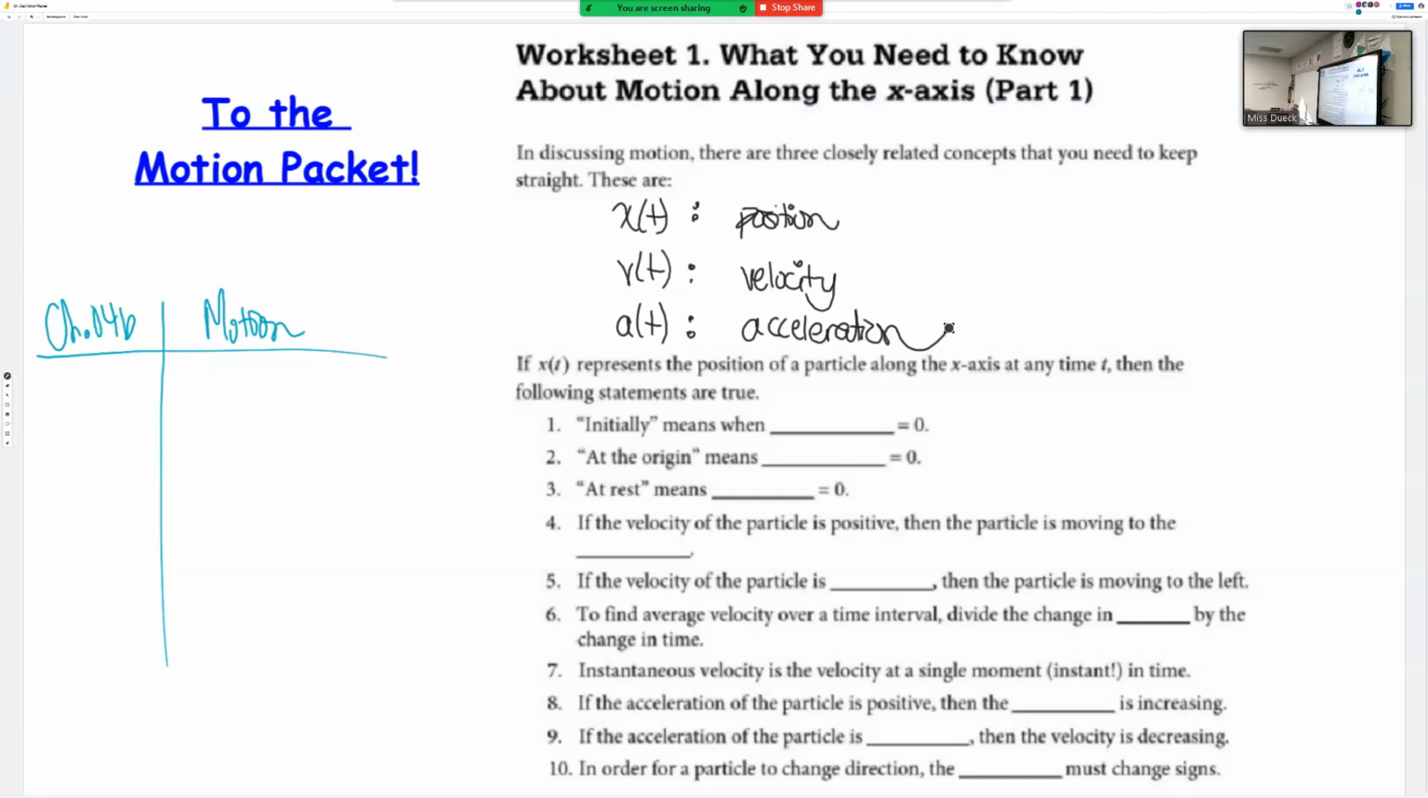We're making a chapter 4B motion. It's not an official section. It is not a specific section in chapter 4. Oh, we are in chapter 4A. I'm sorry, it's not chapter 4B. It's chapter 4A. My bad. We're making a dedicated section just to motion, but it's not a specific section from our book.